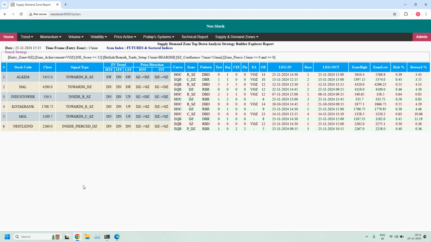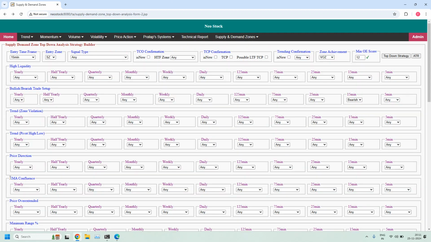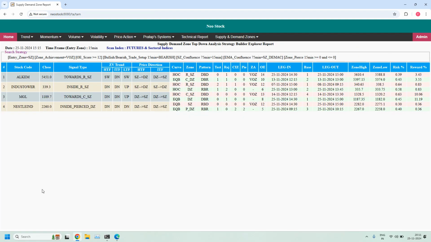That means all these 6 15 minutes supply zones are part of the 75 minute supply zone. And the 75 minutes trend is down. If any of these 75 minute supply zones are having daily EMA confluence, there could be even more high probability setup supported stocks. Let's verify. In the EMA confluence, 75 minutes time frame, 75 minute supply zone with daily EMA confluence filter is enabled. With this filter, we got 4 stocks. So these 4 are high probability setup zones.